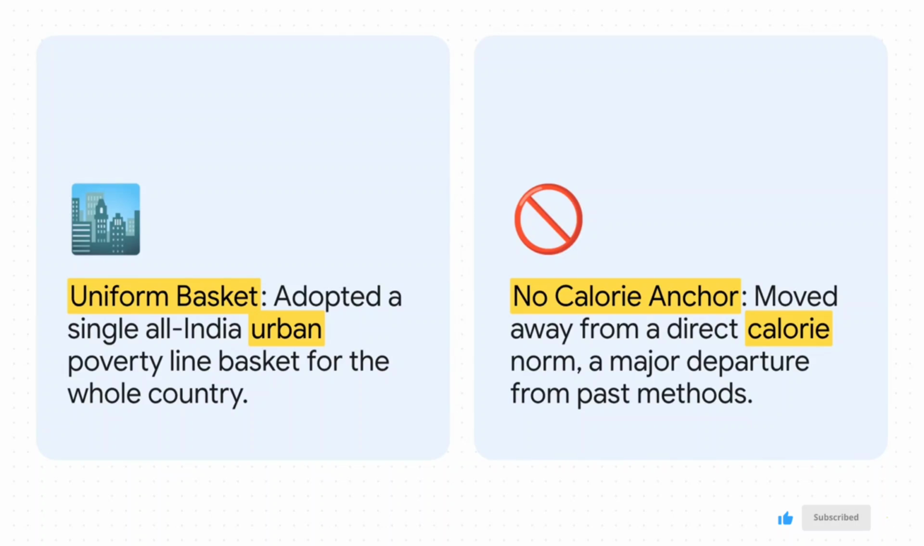And then came Tendulkar. And whoa, this was a massive shift. They did something pretty radical. They created a uniform all-India urban poverty basket and applied it to everyone, whether they lived in a village or a city. They also moved away from that direct calorie anchor and started using a different type of consumption data called mixed recall period, or MRP. It was a complete departure. And let me tell you, it was very, very controversial.